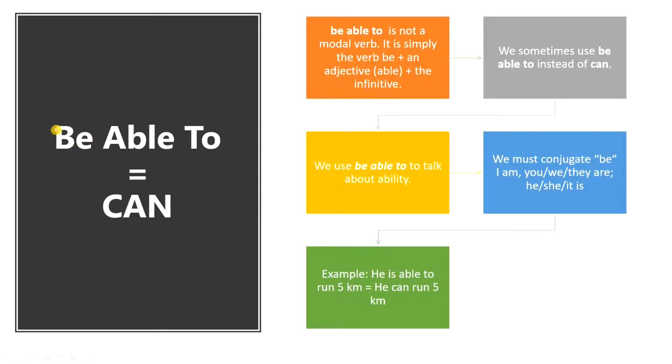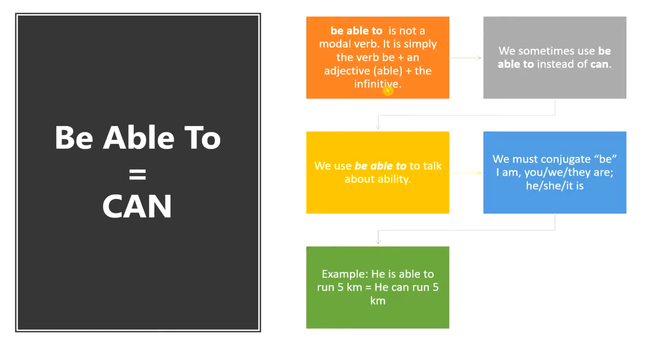Okay, so this is not conjugated. So be able to means can, the same meaning. Be able to is not a modal verb. It's not like can. It is simply the verb be plus an adjective. So able here is an adjective plus the infinitive. So here it's the exact infinitive. It's to plus verb. That's the infinitive. With modal verbs, it's not really the infinitive, it's just the base form.